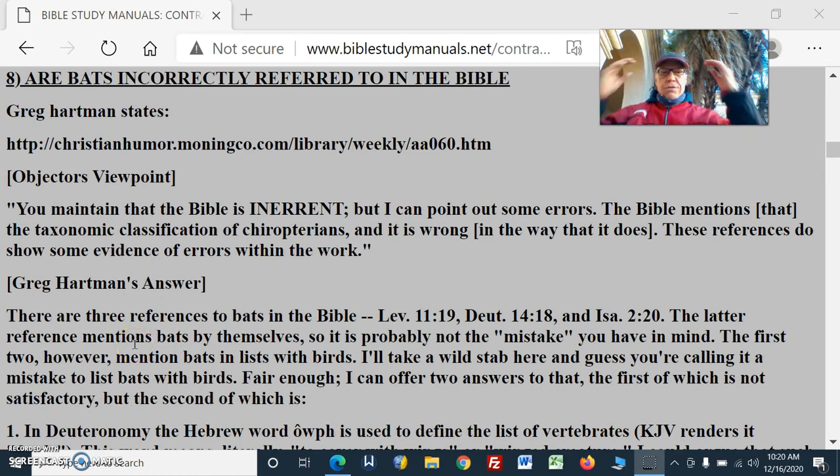All right, we're finished with Jacob's scheme. Turns out to be genetically correct. And so now let's go to point 8. Are bats incorrectly referred to in the Bible?